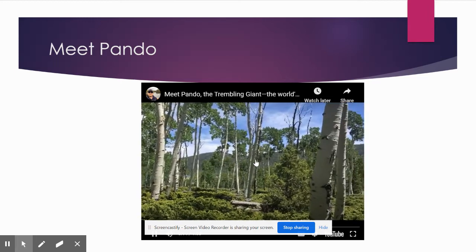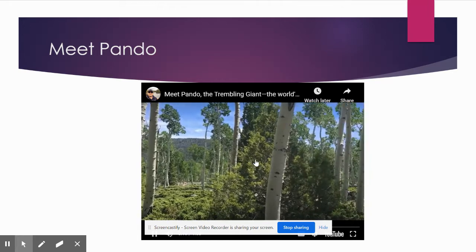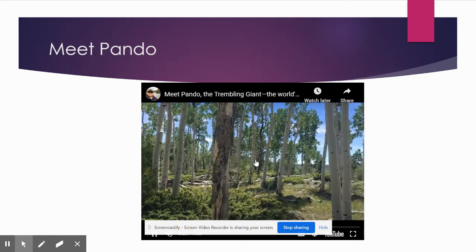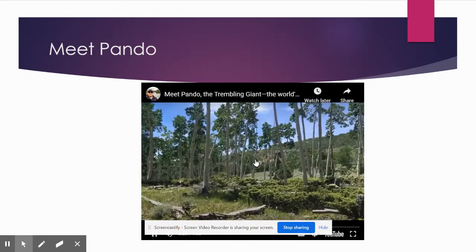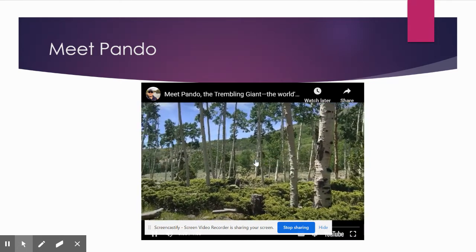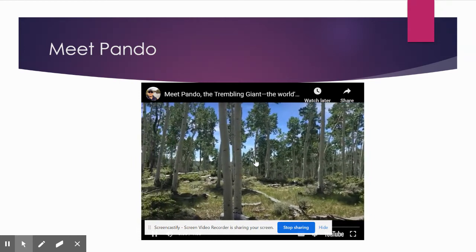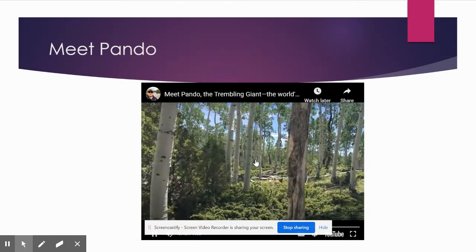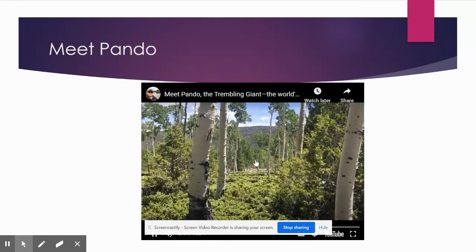But that's actually not completely accurate because it's really 47,000 stems of one plant. All of these stems share the same root system and they are genetically identical by cloning, and that's how this tree reproduces. So this one organism, this forest, is about 80,000 years old. So it is the oldest living thing on Earth that we know of.